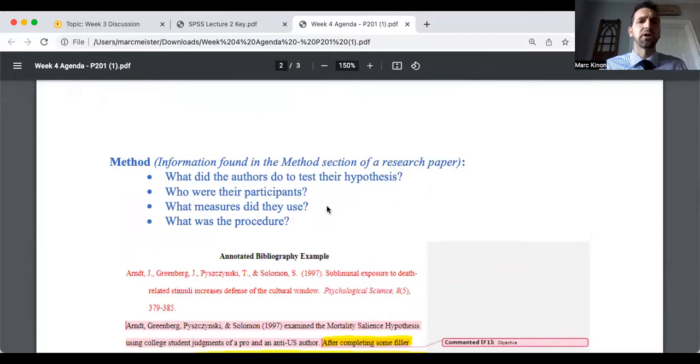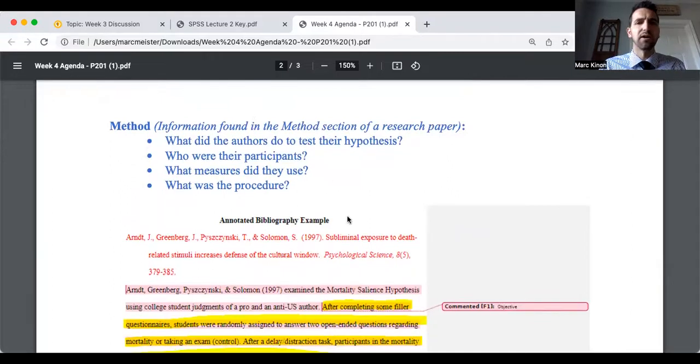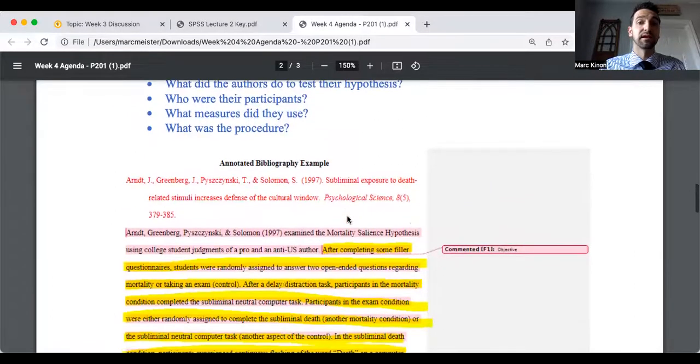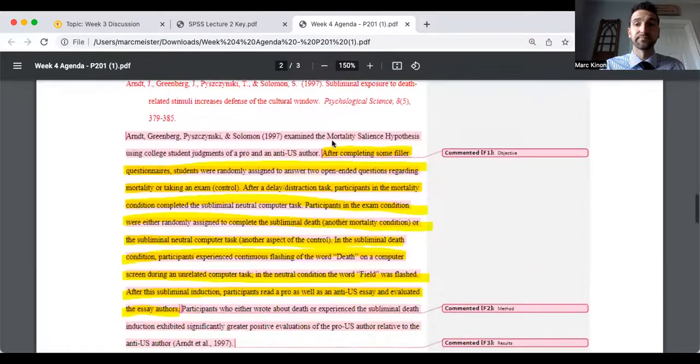The second part of an article summary is summarizing the method the authors used. Some questions that might help you here: What did the authors do to test their hypotheses? Who were their participants? What measures did they use? What was the procedure?